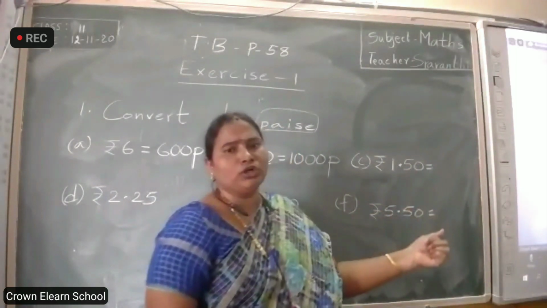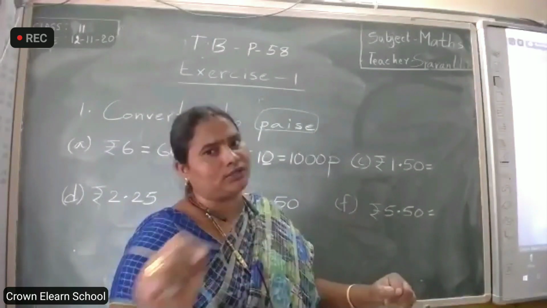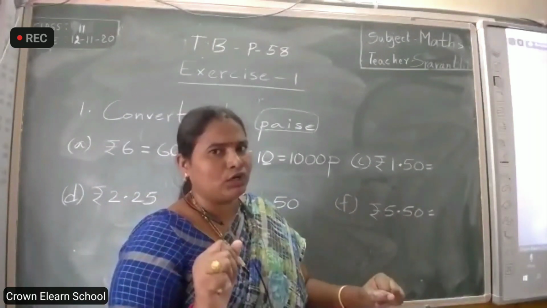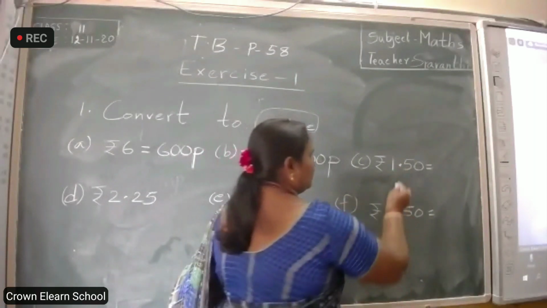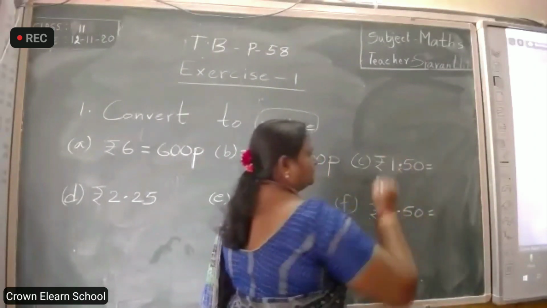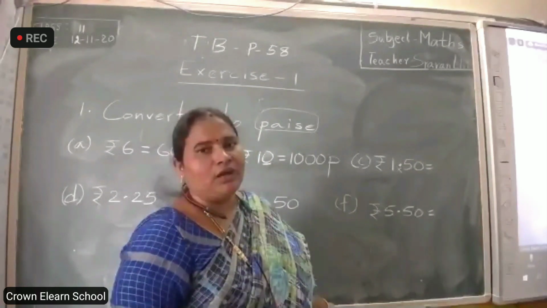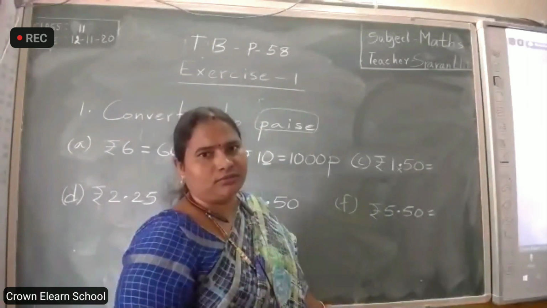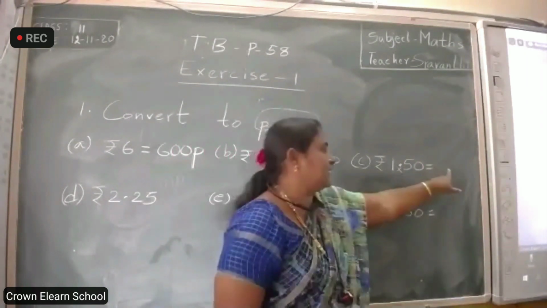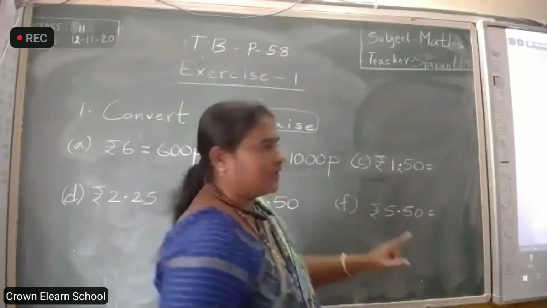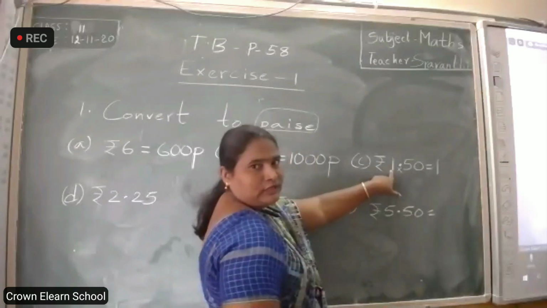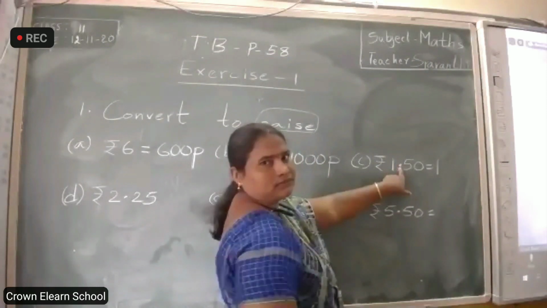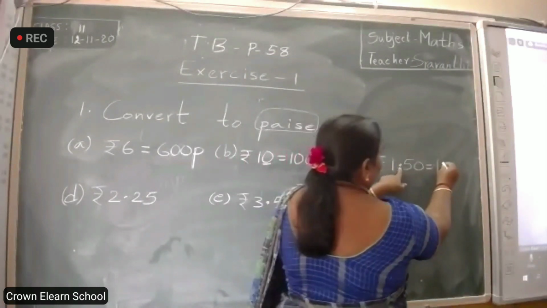Then what do you do? Just remove the dot. We have done in the notebook now. Remove the dot in the answer. Dot should not be written in the answer. Okay? Now let us write. 1. Remove the dot. And 50.